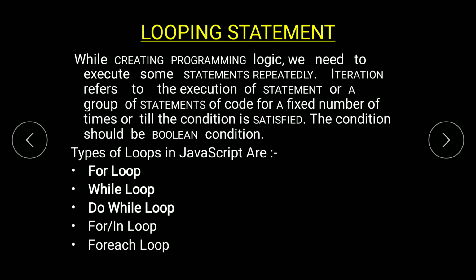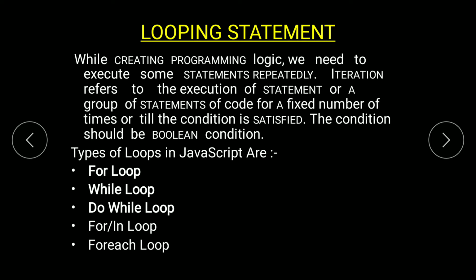Okay, so iteration refers to the execution of a statement or a group of statements of code for a fixed number of times or till the condition is satisfied. Meaning, that group of statements is executed till your condition is satisfied. When your condition becomes false, your statements will not be executed. So the condition should be a boolean condition. What the condition is and all those things we will learn briefly afterwards in our next slides.